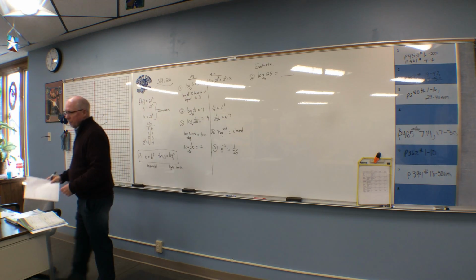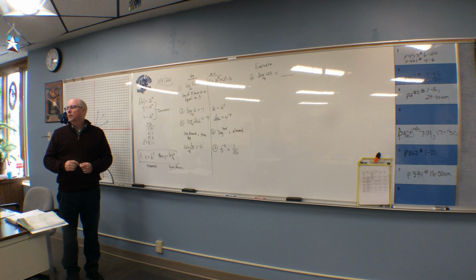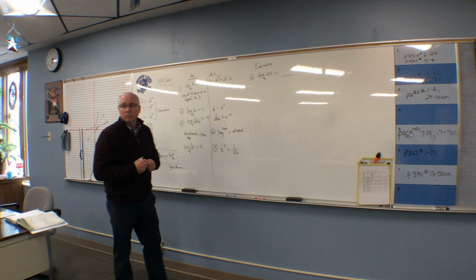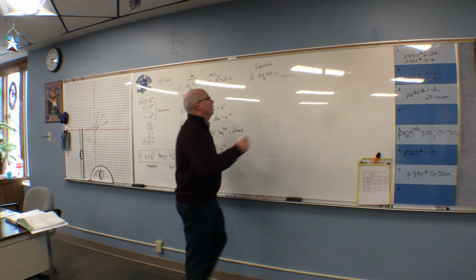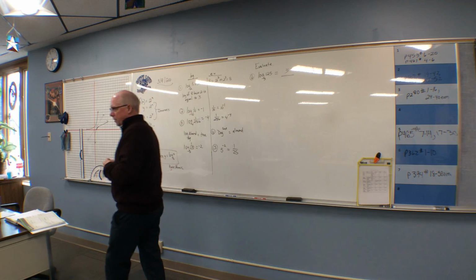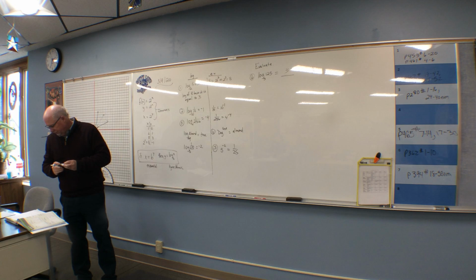What power does 5 have to go to get 125? Alright, so what power is 5 that equals 125? 5 to what power is 125? 3. 5 times 5 is 25, times 5 is 125. Okay.